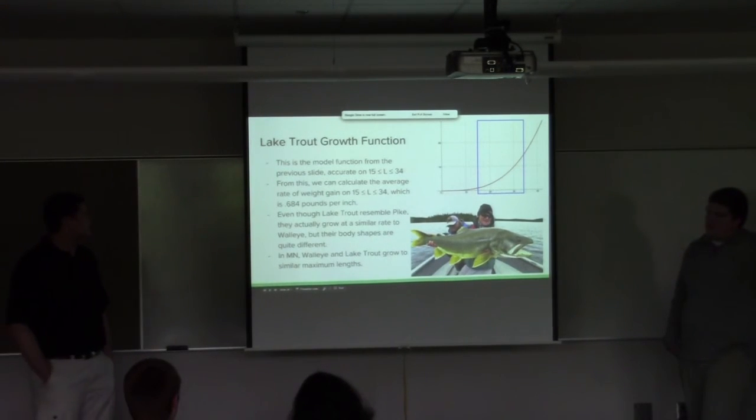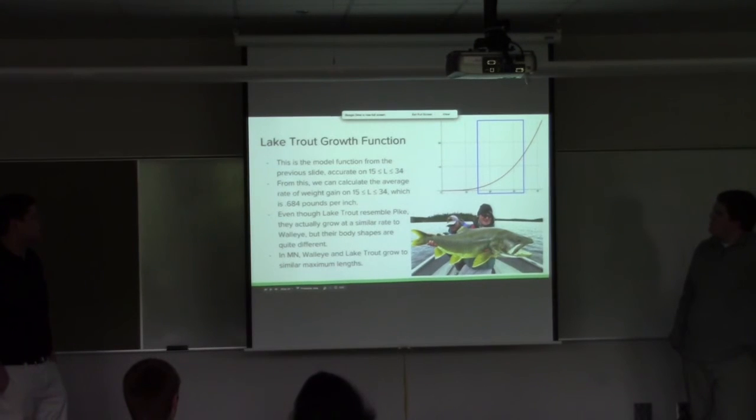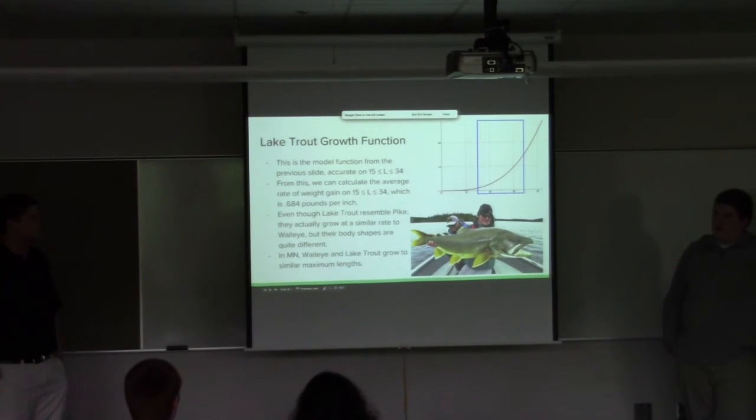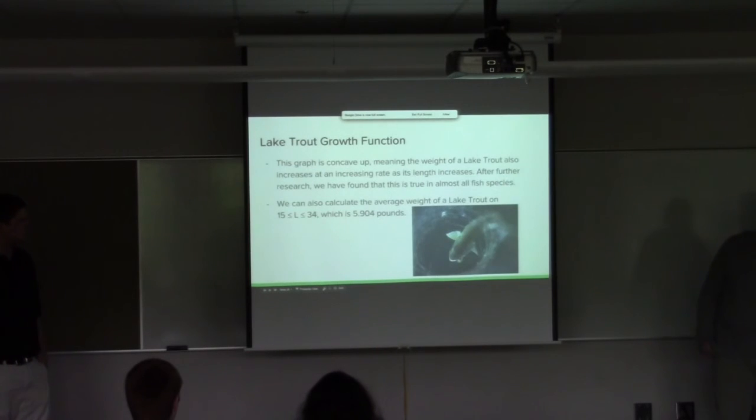So the model from the previous slide is accurate from 15 to 34 inches for Minnesota lake trout. So we can calculate the average weight gain, which is 0.684 pounds per inch. We found this interesting because their bodies resemble pike and their feeding habits do, but they grow at a similar rate to walleyes. In Minnesota, both walleyes and lake trout grow to a similar maximum length as an adult. And like we said before, walleyes usually get to a certain length and then they just start getting a really big stomach, whereas lake trout just get exponentially longer and they also get thicker, but it's more slender just like northerns. So that was kind of interesting.